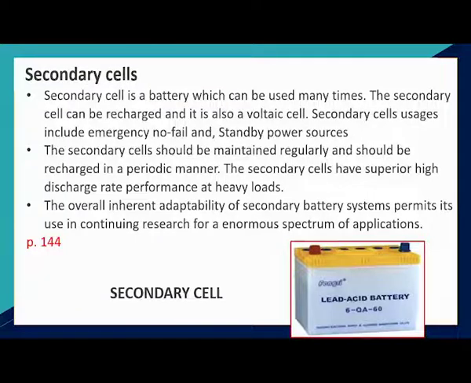If we look at the illustration, we can see that the secondary cell is a battery which we use, for example, in cars. The secondary cell should be maintained regularly and should be recharged in a periodic manner. They have high discharge rate performance at heavy loads. The overall inherent adaptability of secondary battery systems permits its use in continuing research for an enormous spectrum of applications.